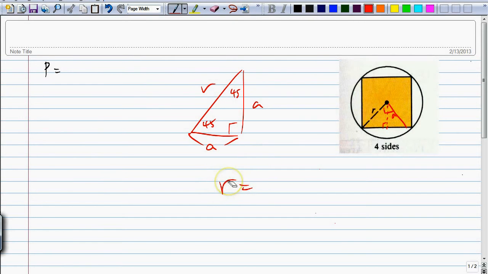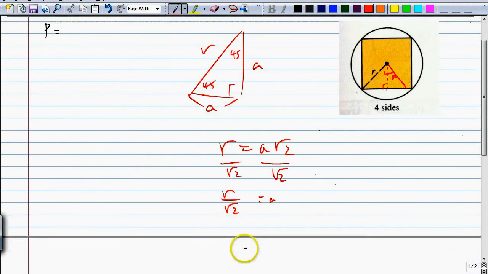R is equal to what? A times rad 2. You guys remember that ratio? Right? 45, 45, 90 is 1 to 1 to rad 2, right? So the radius is going to be the side times rad 2. Well, how do I find A? We'll divide both sides by rad 2. So A is equal to R over rad 2.